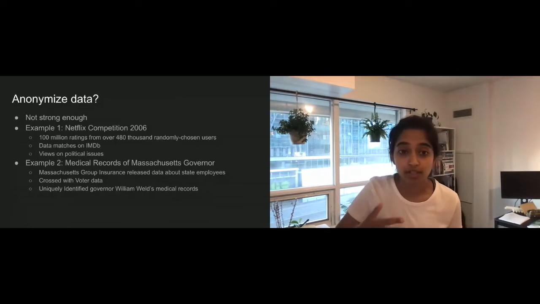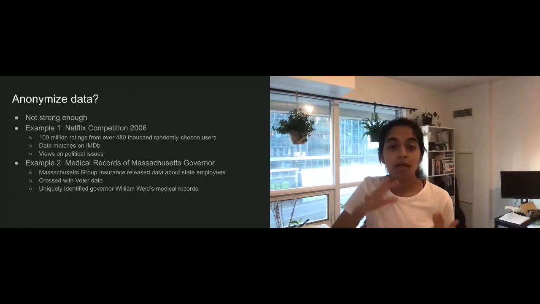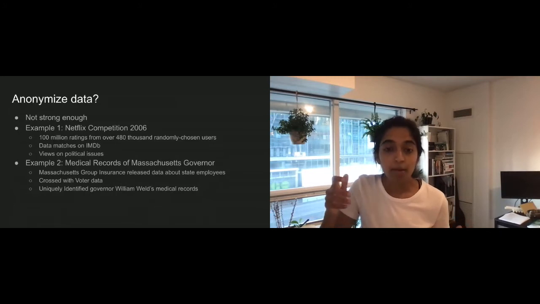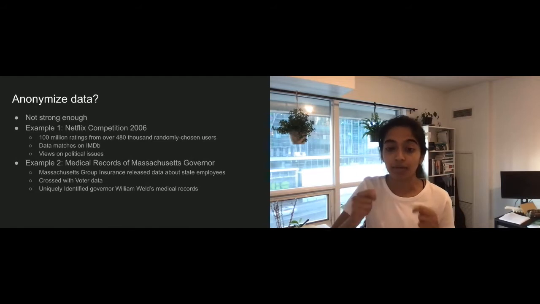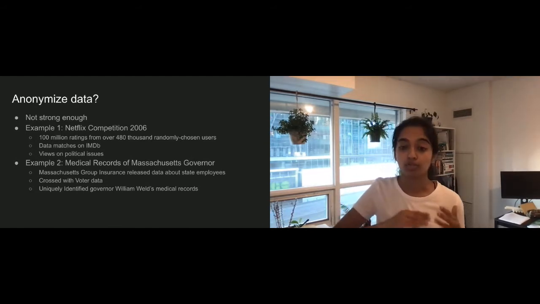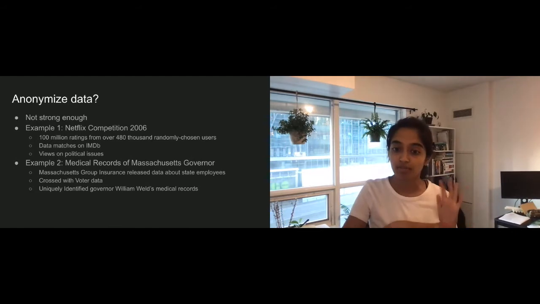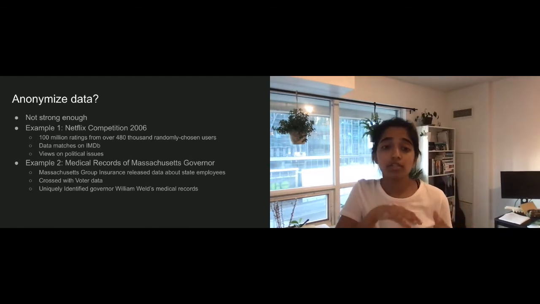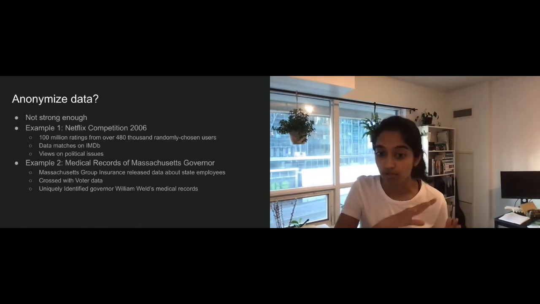Let's look at examples for this. In 2006, Netflix came out with a competition where they wanted the people competing to come up with an algorithm that would give a better recommendation system based on what the users had rated the movies that they watched previously. For this competition, Netflix released 100 million ratings of over 480,000 randomly chosen users from their database.